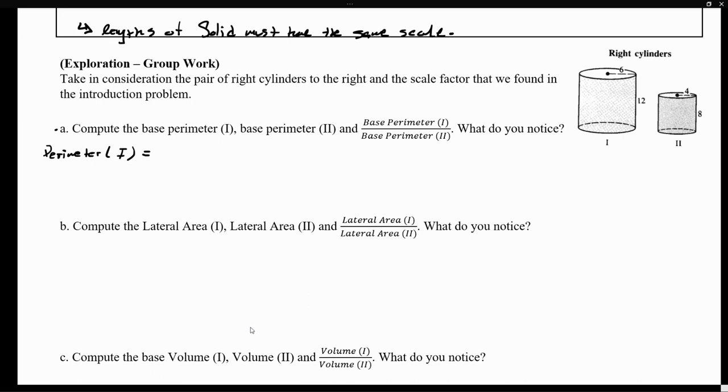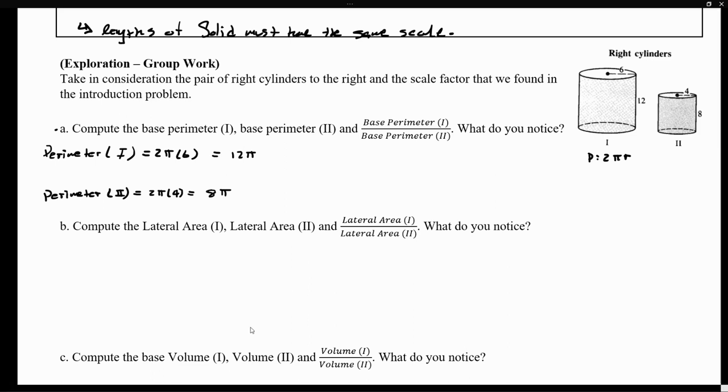And to find the perimeter of a circle, we know that the perimeter is 2 pi r. So therefore the perimeter of my first figure, notice that our radius is 6, so we're going to get 2 pi times 6, which is equivalent to 12 pi. Now let's find the perimeter of the second figure. For the second figure, the radius is 4, so our perimeter is going to be 2 pi times 4, which is 8 pi.